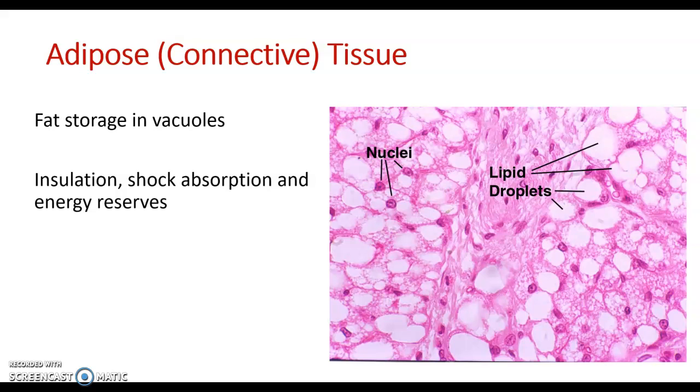A shock absorber around our organs, if we are to experience an impact, we have that layer of fat to prevent internal damage. And then our bodies also use these fat stores as energy, if we don't have that quicker energy source like glucose available.